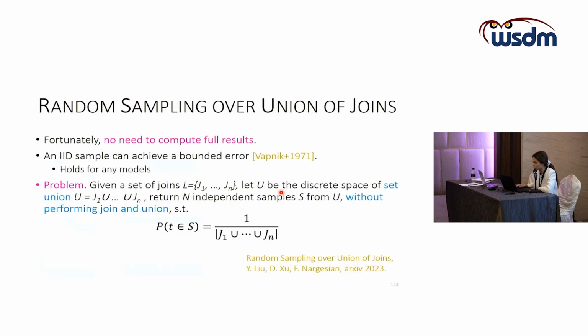So what we want to do is that instead of computing the full data, we want to be able to obtain a random sample from the union of joins. So more formally, we are given a set of joins. And we want to return n independent samples S from the union of these joins without performing the operations themselves. And we want the probability of a tuple T in the sample to be 1 divided by the size of the set union.